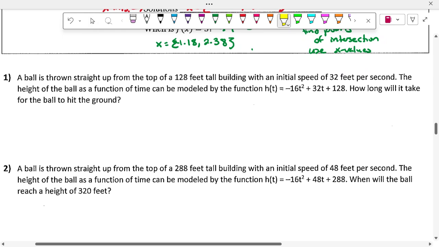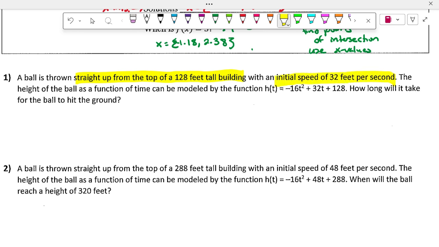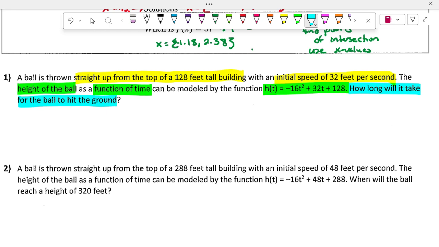A ball is thrown straight up from the top of a 128-foot building. It has an initial speed of 32 feet per second. The height of the ball is modeled as a function of time by this function. So they actually gave us the function. And it asks, how long will it take for the ball to hit the ground?